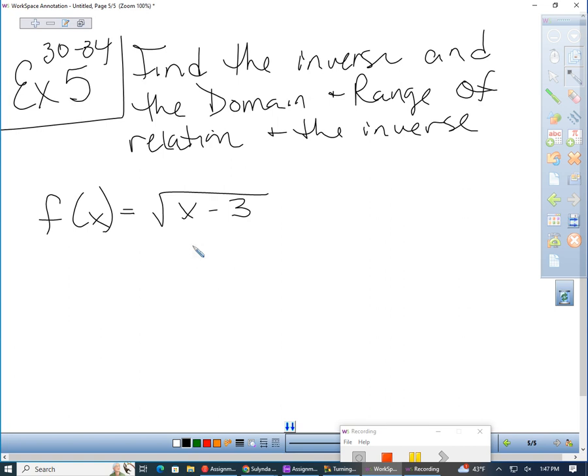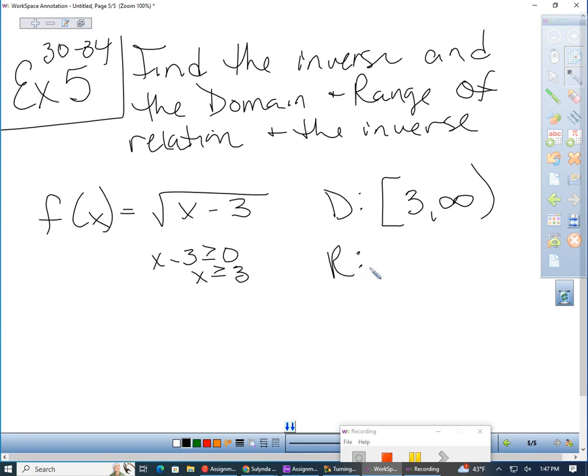So, before we find our inverse, let's find our domain. Is there an x in the denominator? Is there an x in the square root? Okay, so we would take x minus 3, set it greater than or equal to 0. So x is greater than or equal to 3. So my domain would be a bracket 3 to infinity. My range.